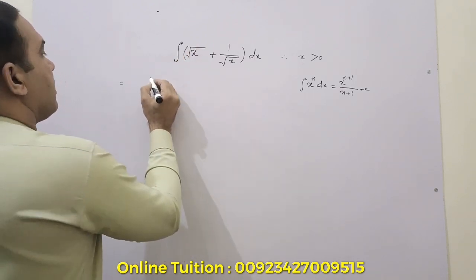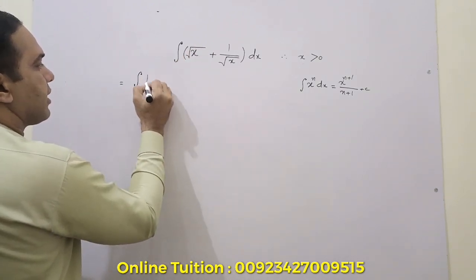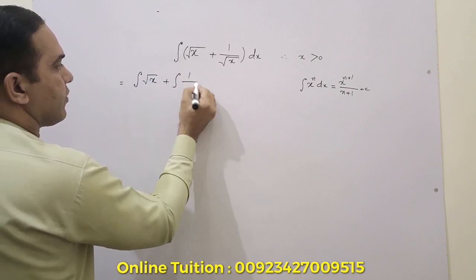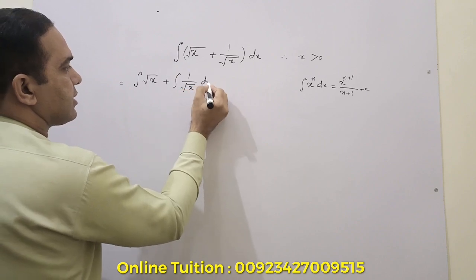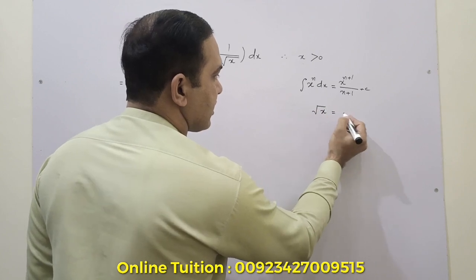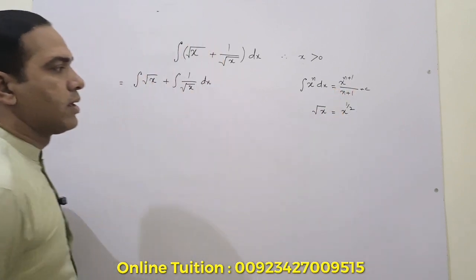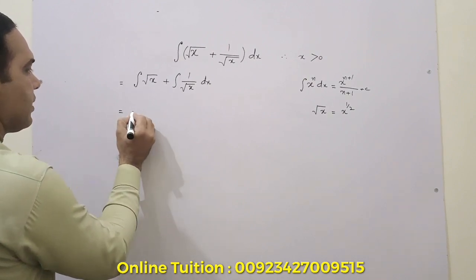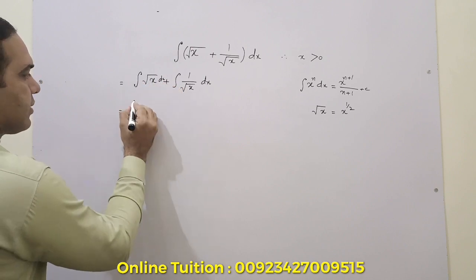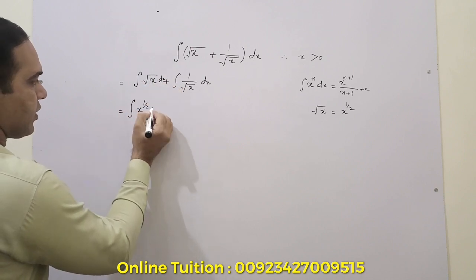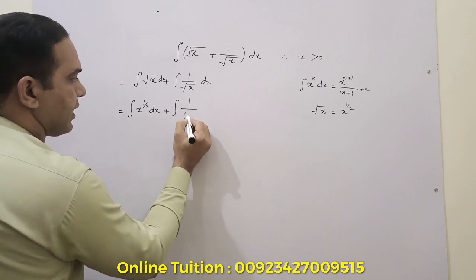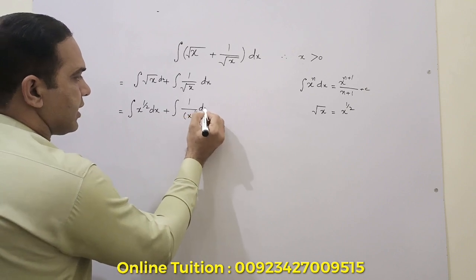First of all, separate them: (root x plus 1 over root x) dx. Clear? Now, we know that root x is equal to x raised to 1 over 2. Clear? Now this is the integral of x raised to 1 over 2 dx plus the integral of 1 over x raised to 1 over 2 dx.